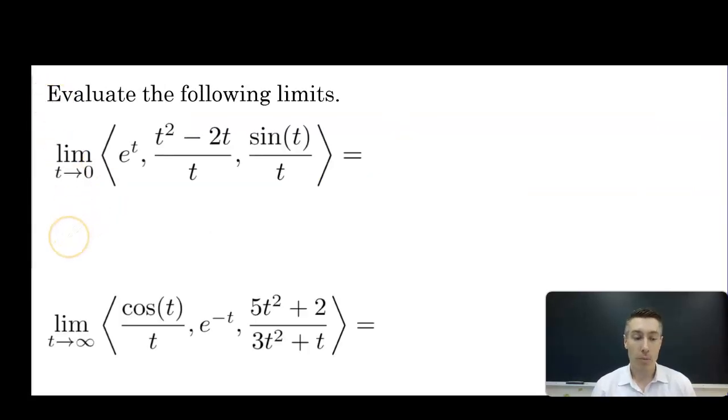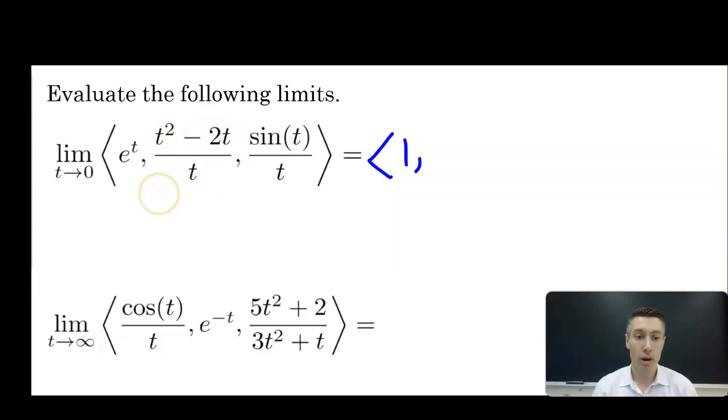Okay, so two examples. We'll take one limit as we approach 0 and one limit as we approach infinity. So the limit as t approaches 0 of e to the t squared minus 2t over t, and sine t over t. Our first strategy is always to try to plug in the value that we're taking the limit of or approaching. So e to the 0 is 1. And if we plug into our second component function, we would have 0 over 0. So we need to rely on one of our techniques to evaluate this limit.